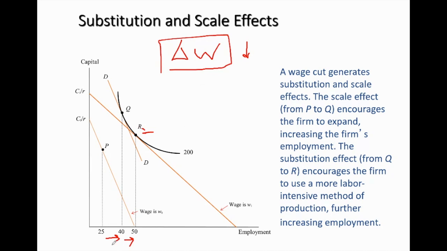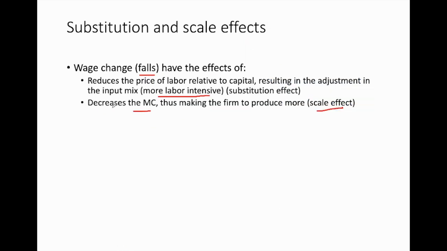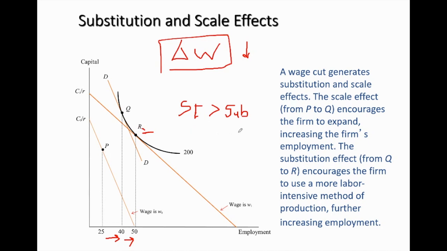What we are interested to know is which effect would dominate. In the case where the scale effect is more dominant than the substitution effect, I write SUB for substitution effect. In this case, you will find that the firm would hire more capital. But if the scale effect is less than the substitution effect, the firm would hire more workers relative to capital. So this is what we find from this analysis.